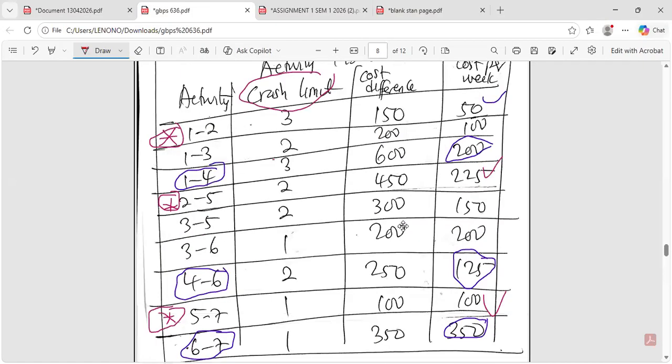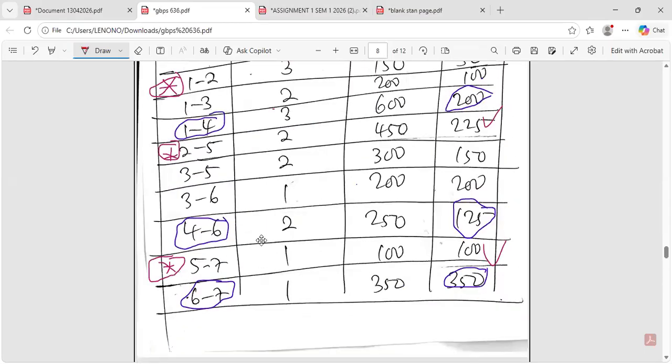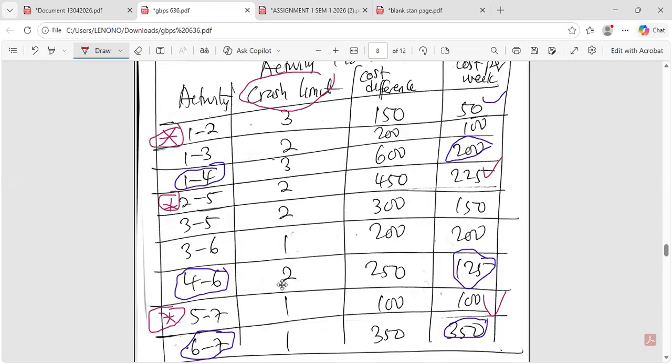But the limit for 1 to 2 is 3, so we still have a pending day to crash. That's why we can't move on anywhere. So we are going to crash activity 1 to 2 again, another attempt, 1 to 2 and 1 to 4, since this one we have exhausted. So this one is done. We're looking at these two routes and crashing them simultaneously, but we should consider the crash limits.